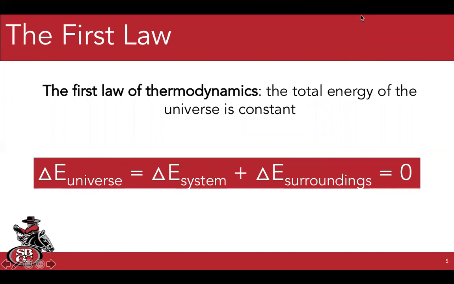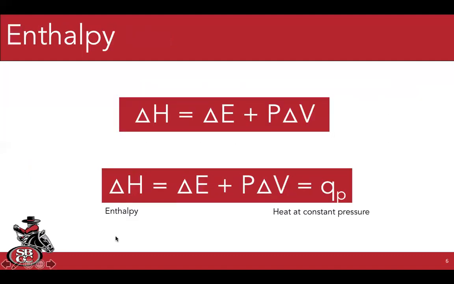So the first law of thermodynamics, as we recall, says that energy is conserved, or the total energy of the universe is constant. Or the change in the universe equals the change of our system plus the change of the surroundings, and those together equal 0. So we're going to be looking specifically at changes of energy today, changes of enthalpy, and what we can do with these state functions as far as calculations.